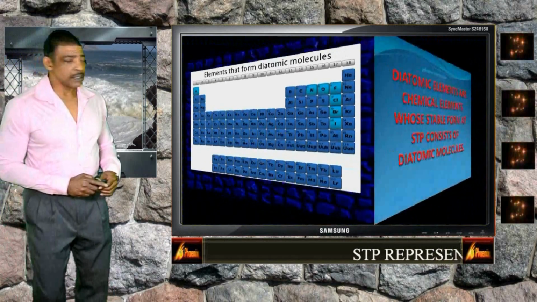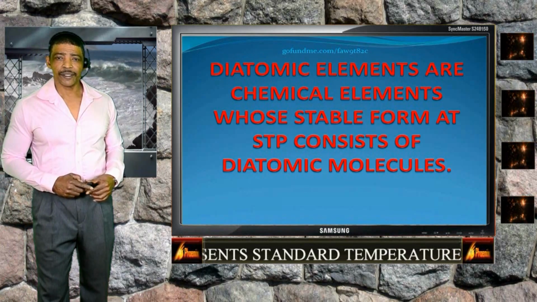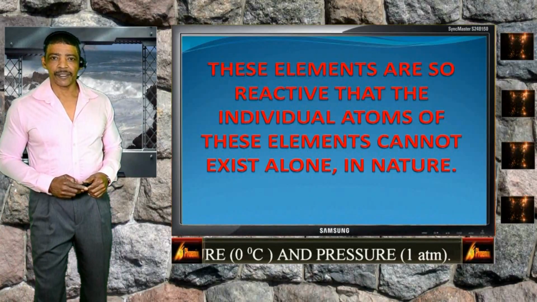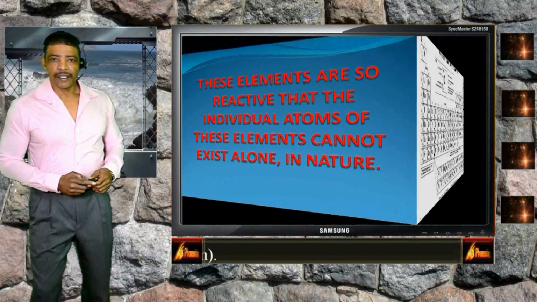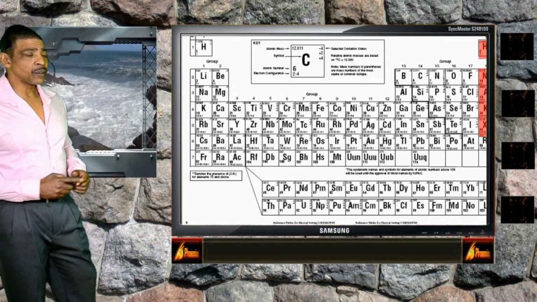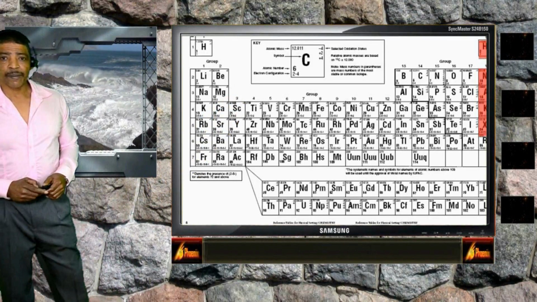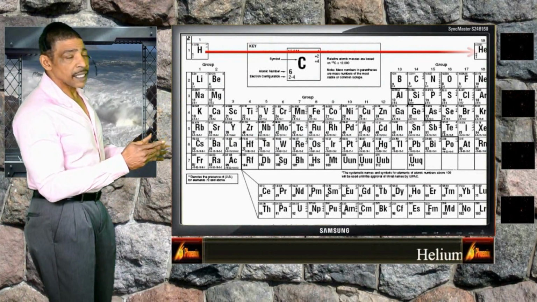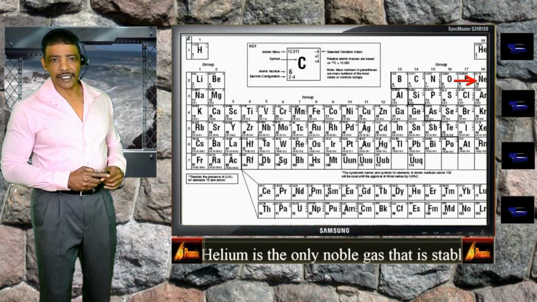Diatomic elements are chemical elements whose stable form at STP consists of diatomic molecules. These elements are so reactive that the individual atoms of these elements cannot exist alone. But by pairing with each other, the atoms of these elements will form a stable electron configuration resembling the subsequent noble gas on the periodic table. For example, hydrogen will achieve the electron configuration of the noble gas helium, and oxygen will achieve the electron configuration of the noble gas neon.